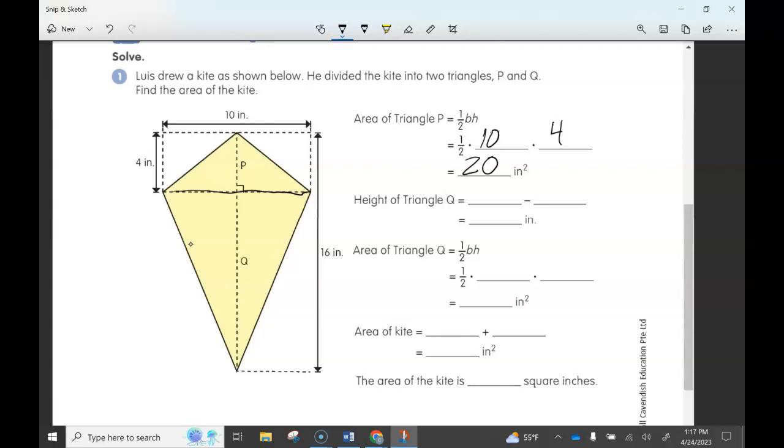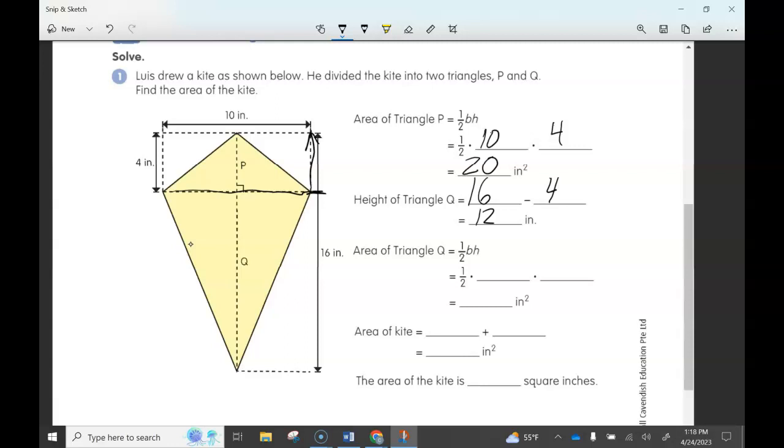Now, that's triangle P. Let's take a look at triangle Q. This one's not as easy. Before we look into the base, let's take a look at the height, because we've got to figure out the height of that triangle. It's not going to be 16. Don't be fooled by the 16. That's the total height of the kite, or the length of the kite, whatever you would want to say. But from this section on up, we can see that's 4 inches. So if the total is 16 inches, we take 16, subtract 4 from it, and that gives us 12 inches for the height of the Q triangle. I hope that's clear. We just took 16, subtracted 4.